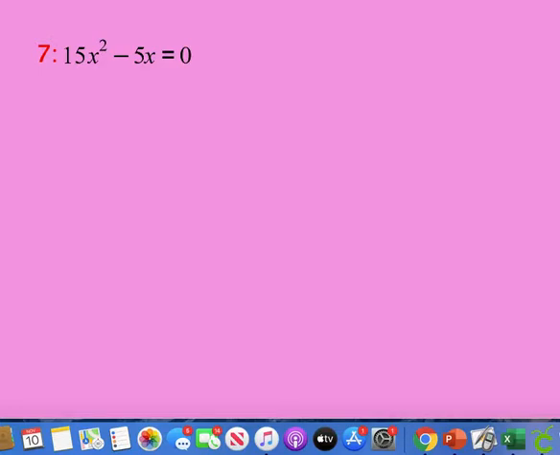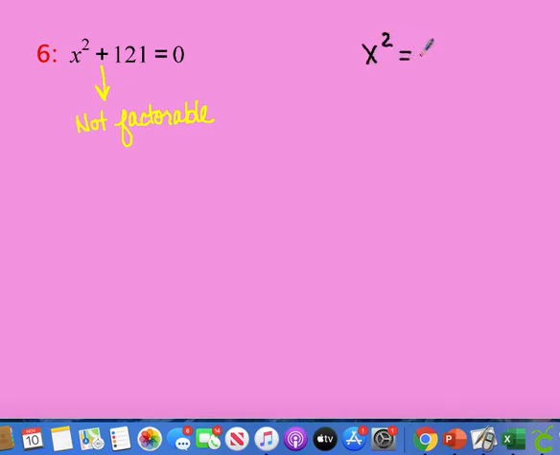Now, when I look at the next example, x squared plus 121, you'll remember that the sum of two squares is not factorable. Now, for this reason, I'm going to apply the square root property. So what I'm going to do is I'm going to take that 121 to the other side. And now you're going to see why it's not factorable.